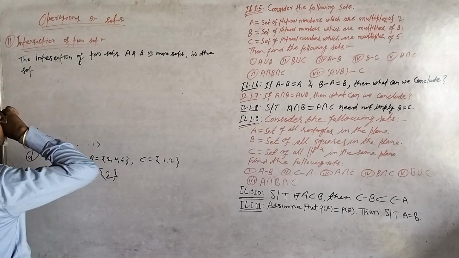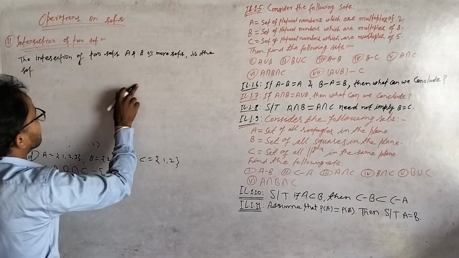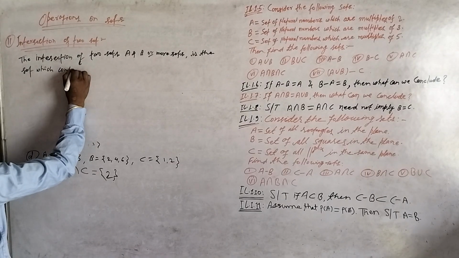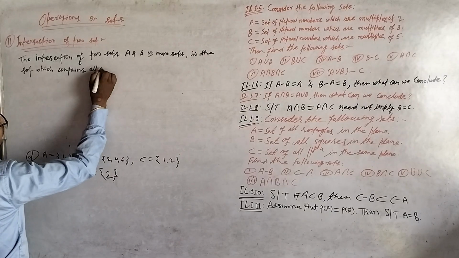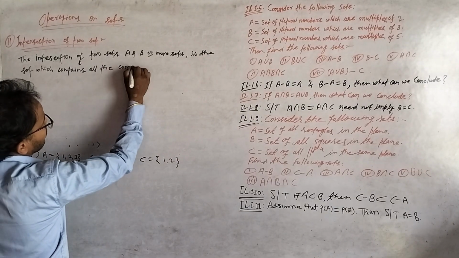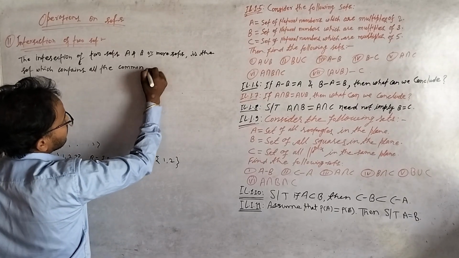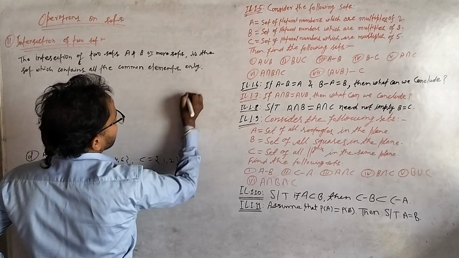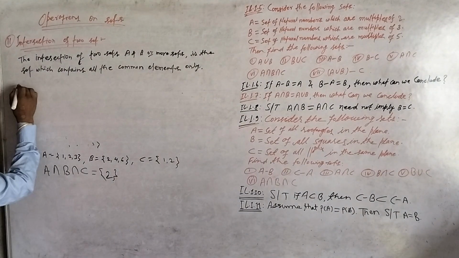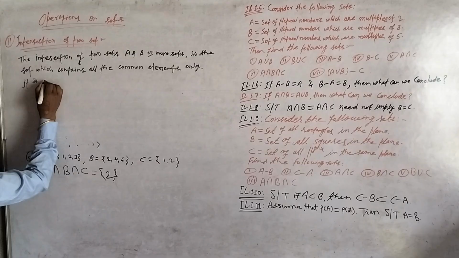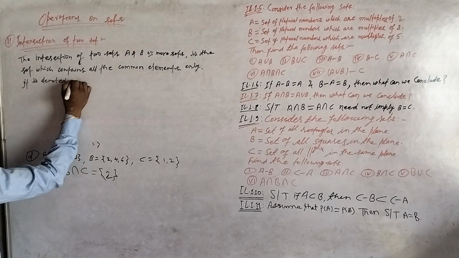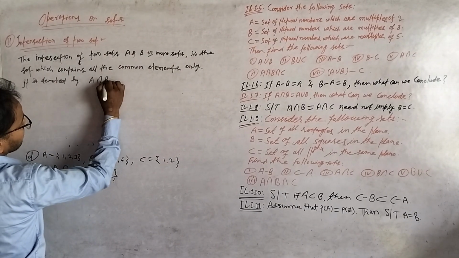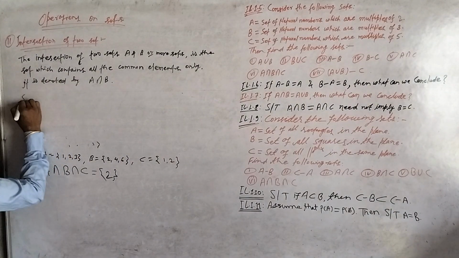which contains all the common elements only. The intersection of two sets A and B is the set which contains all the common elements only, and it is called the intersection of sets and is denoted by A intersection B.